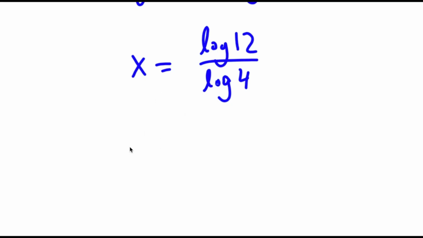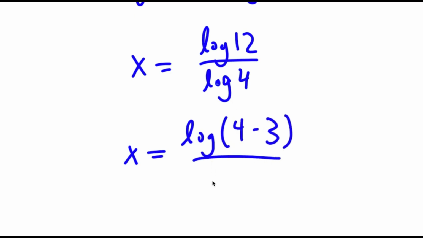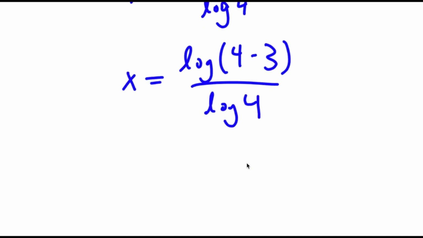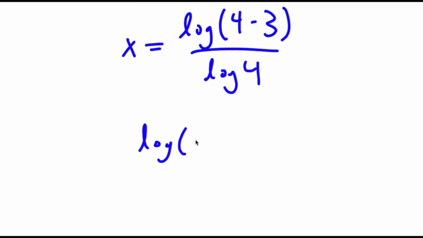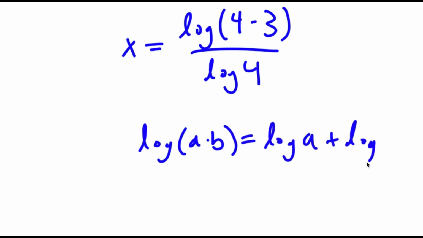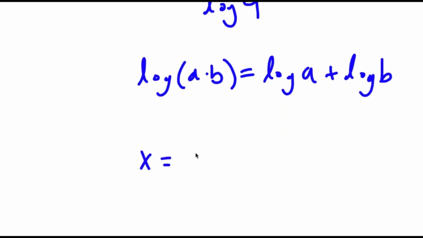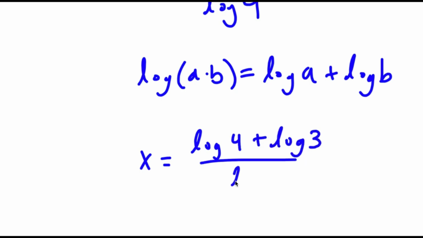Now, log 12, that's equal to log 4 times 3. Now I have this over log 4. And if I have something in the form log of a times b, this is equal to log a plus log b. So log of 4 times 3, that's going to equal log 4 plus log 3 over log 4.